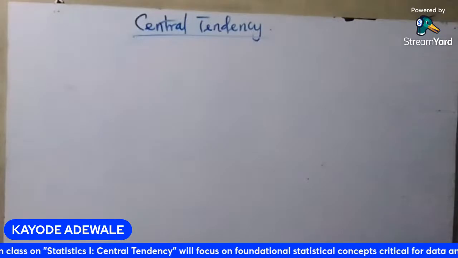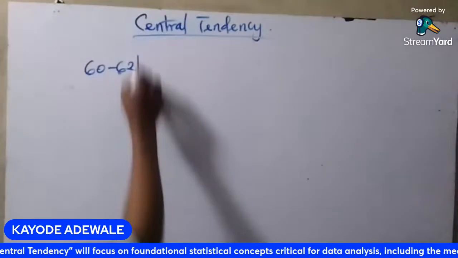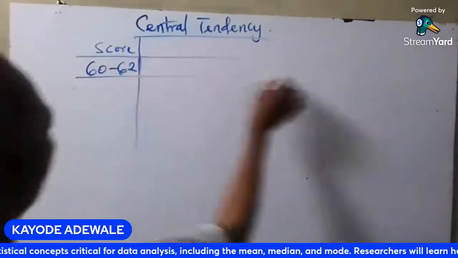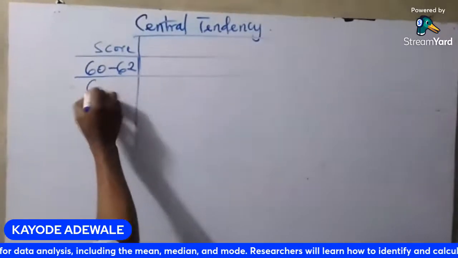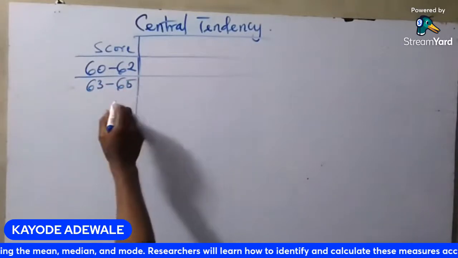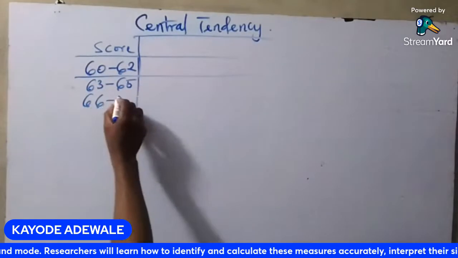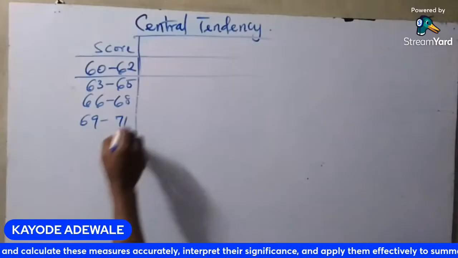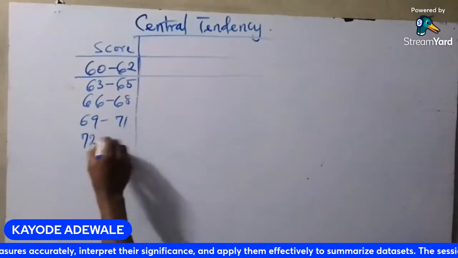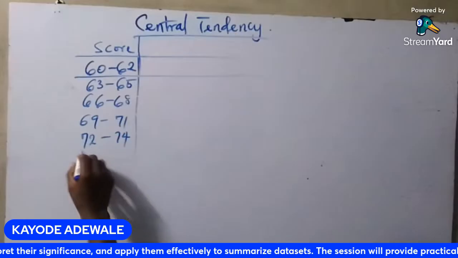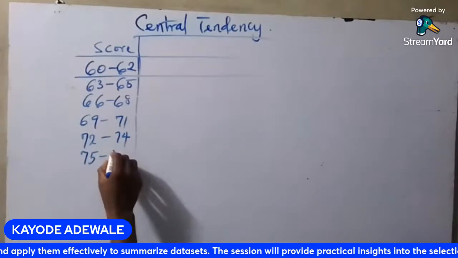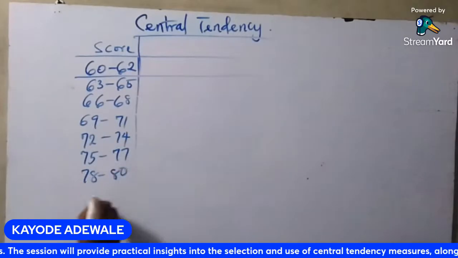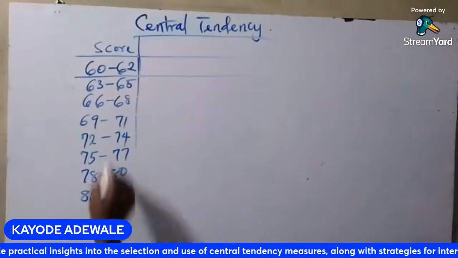Let me say I have data that has been collated, and I've got these scores. So the scores are between 60 to 62, 63 to 65, 66 to 68, 69 to 71, 72 to 74, 75 to 77, 78 to 80, and 81 to 83.